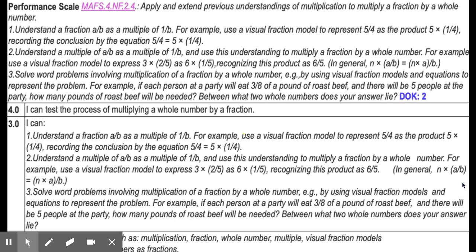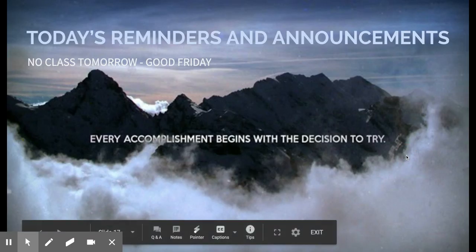We are going to continue reviewing it on and off, but today is a day you're going to take your mini assessment.